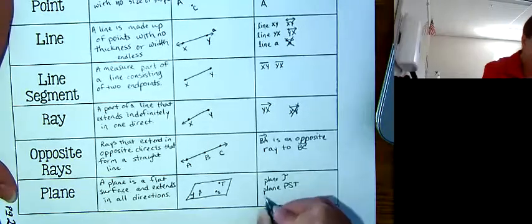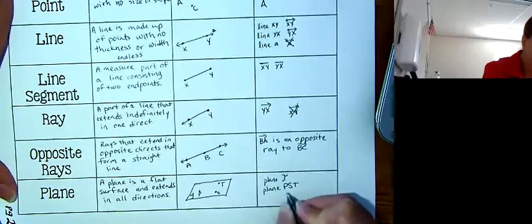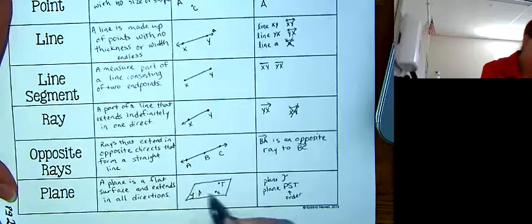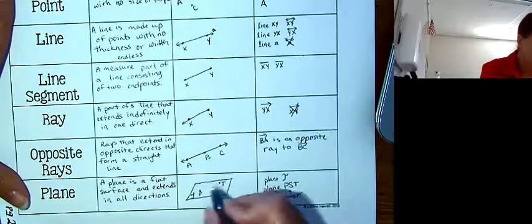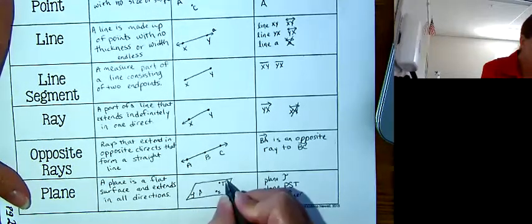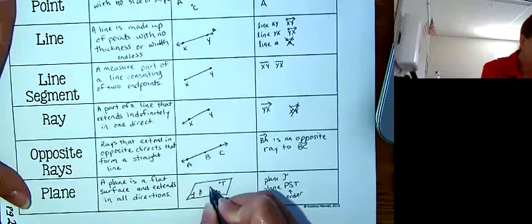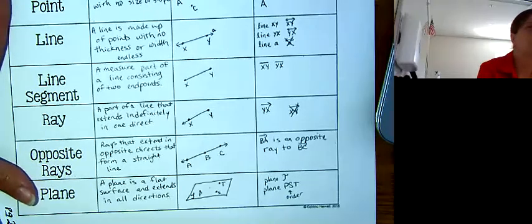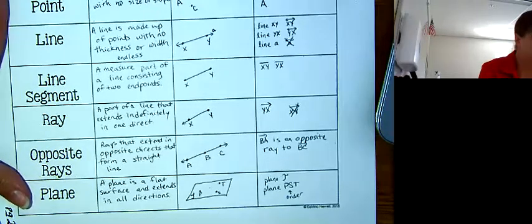And here again, the order doesn't matter. So I can switch the order of those points. So I could do plane TSP, plane TPS. It doesn't really matter. Okay. The one thing that you can't do is if there is a line on there, and I put another point here, I couldn't name the 3 points that are all in a line to name a plane because that would be a little confusing if somebody forgot the word plane.